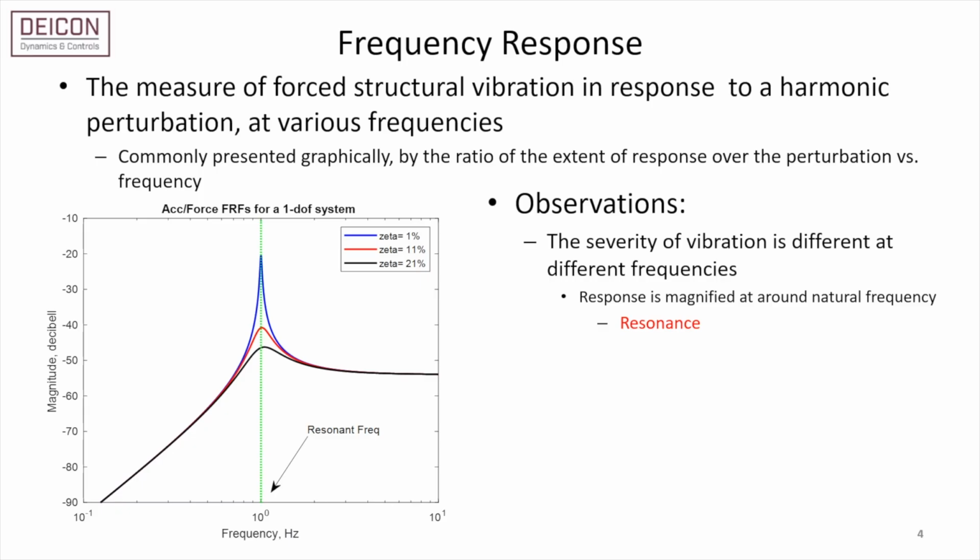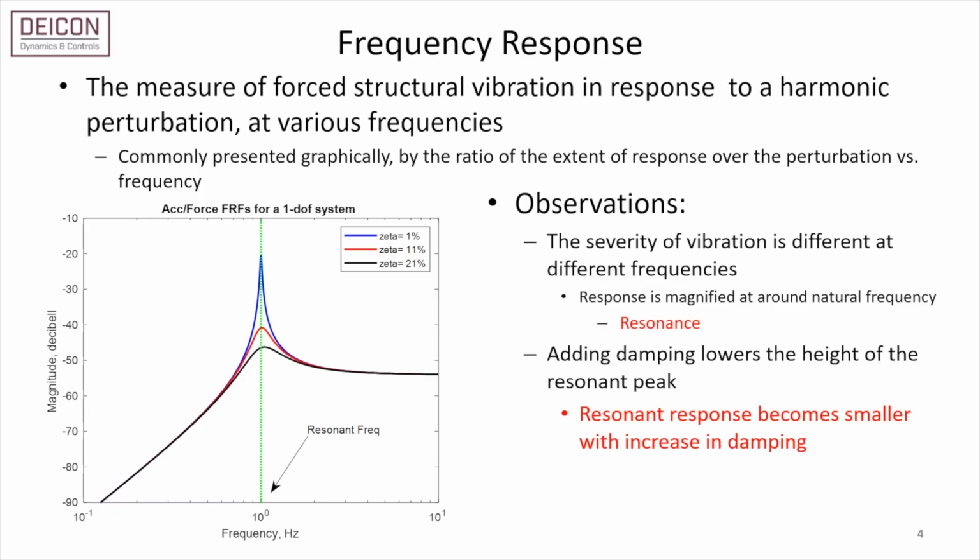Resonance occurs when the perturbation frequency aligns closely with the structure's resonant frequency. This leads to heightened vibration, which is depicted on the graph by a peak at the resonant frequency. This severe vibration can cause significant issues if left unchecked. 2. As shown on the graph, increased damping in a structure results in a shallower peak at the resonant frequency.